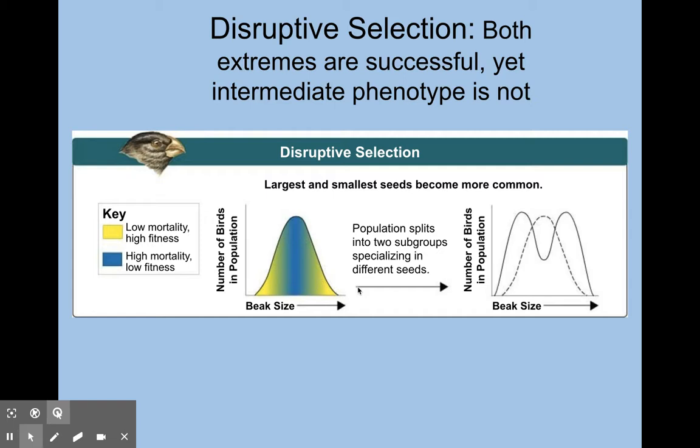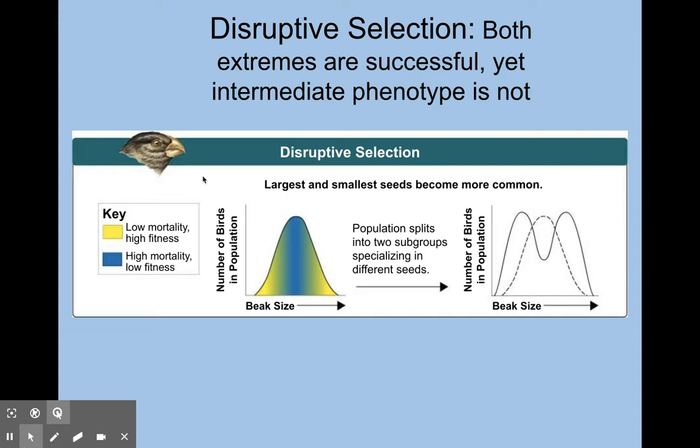Disruptive selection. So this is another possible thing that happens. Both extremes are now successful and the middle is no longer successful. So this is what happens where we get this sort of double camelback, where you get those two humps. Now the population is being split into two different groups based upon the seeds becoming more common.